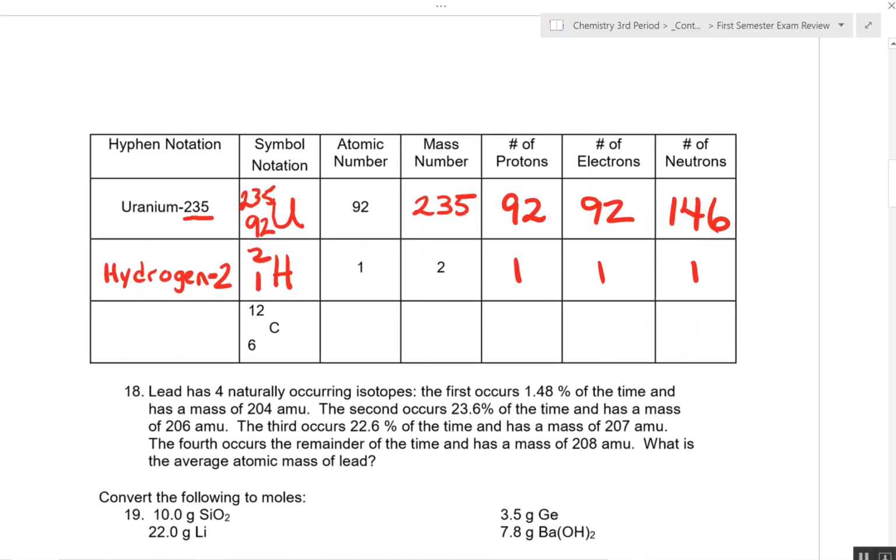What is C? Carbon. What's the mass number for carbon? Or this one? 12. Atomic number? 6. 12. Protons? 6. Electrons? And neutrons? 6. Uh-oh. I didn't make this up. But some of you think chemistry is the devil anyhow, so.